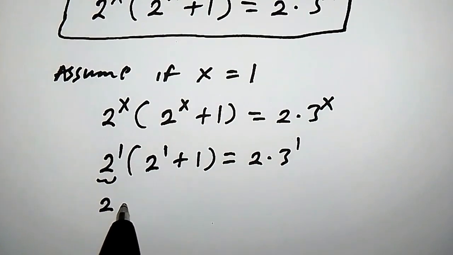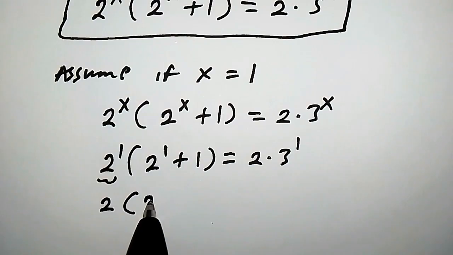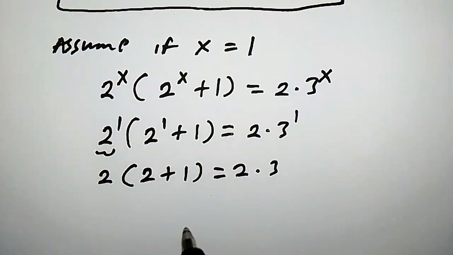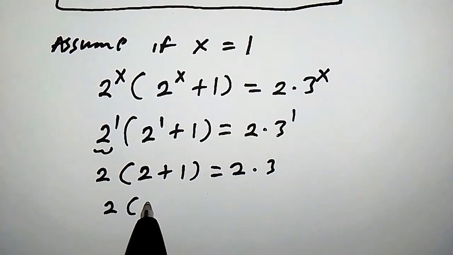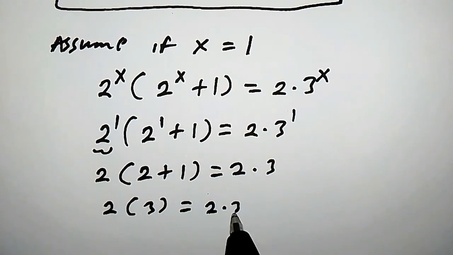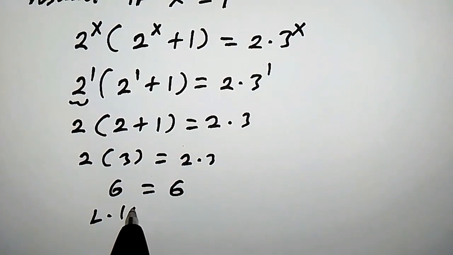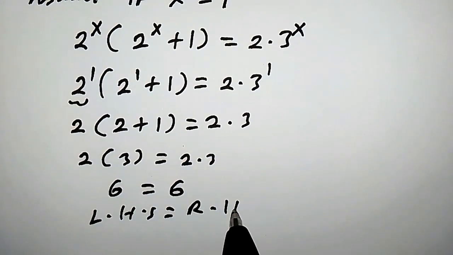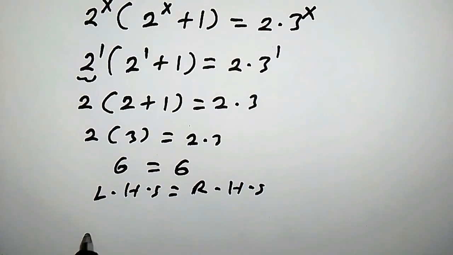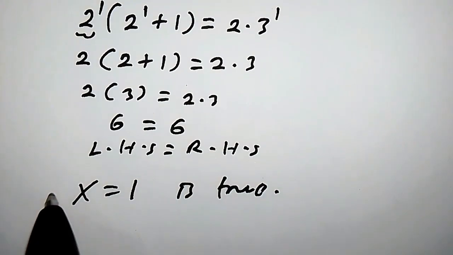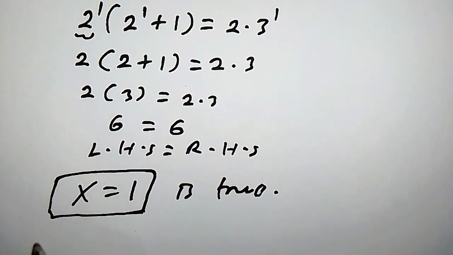2^1 is 2, times 2^1, that is 2, plus 1, equal to 2 times 3. So we have 2 times 2 plus 1, that is simply 3, equal to 2 times 3. 2 times 3, that is simply 6, equal to 2 times 3, which is 6. This shows that the left hand side is equal to the right hand side. This also means that x equal to 1 is true for this exponential equation. That is, x equal to 1 is one of the solutions.